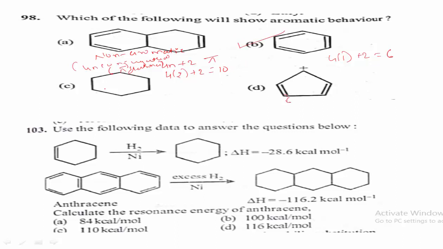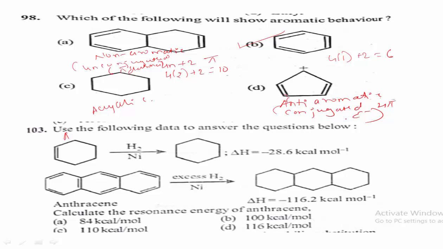Next, option C. It is one of the acyclic compounds. And another one is anti-aromatic compound, anti-aromatic because it contains conjugated 4 pi electrons. Okay students, therefore the correct answer for this question is option B only. Next question number 103, students.